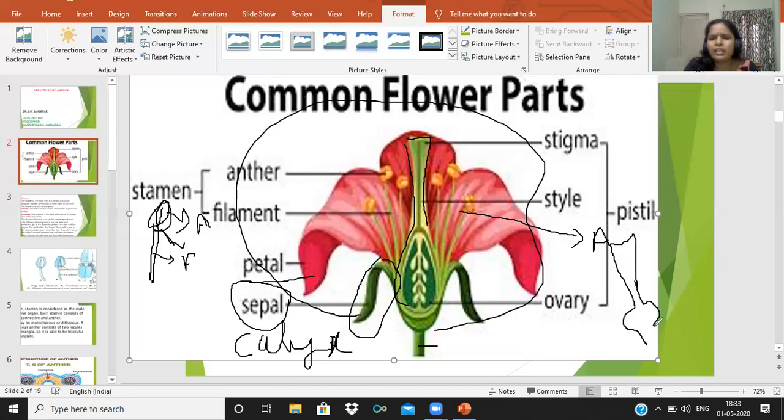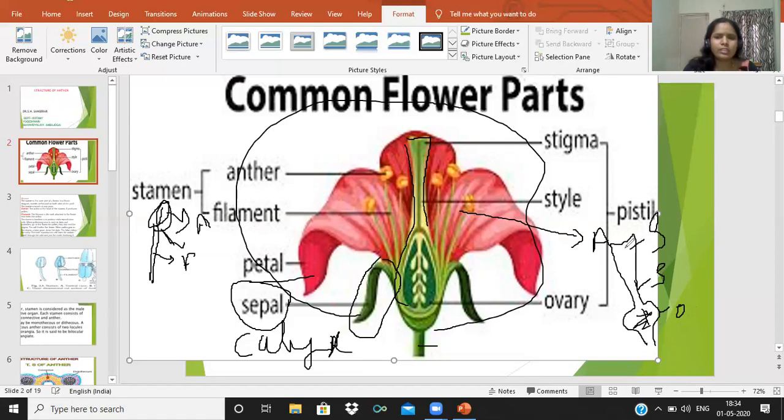It consists of three parts. The first part is the stigma, the second is the style, and the last is the ovary. The ovary contains the ova. What is the function of the stigma, style, and ovary?